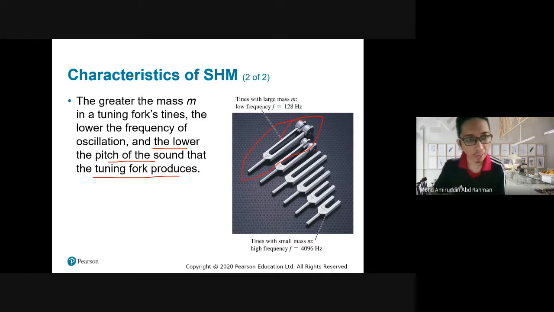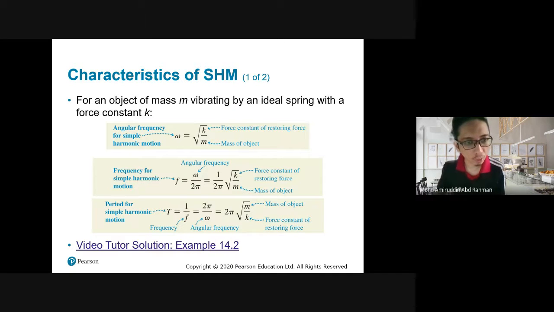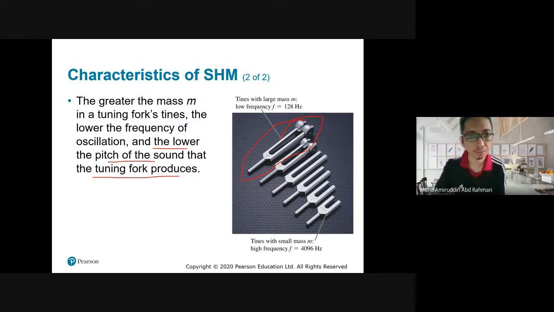Okay, so we look back over here at this equation. When we have a bigger mass, of course we have a smaller angular frequency. When we have a smaller angular frequency, that also contributes to a lower f. So when omega is low. That's why when a small object is moving, we have a very noisy oscillation.